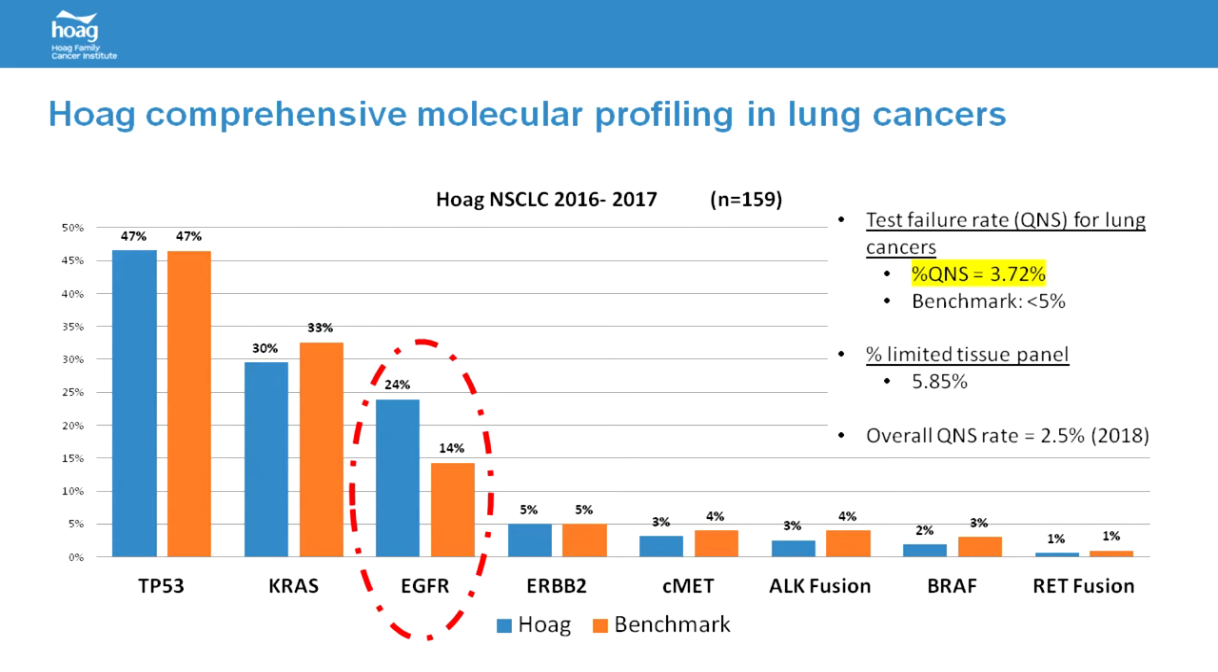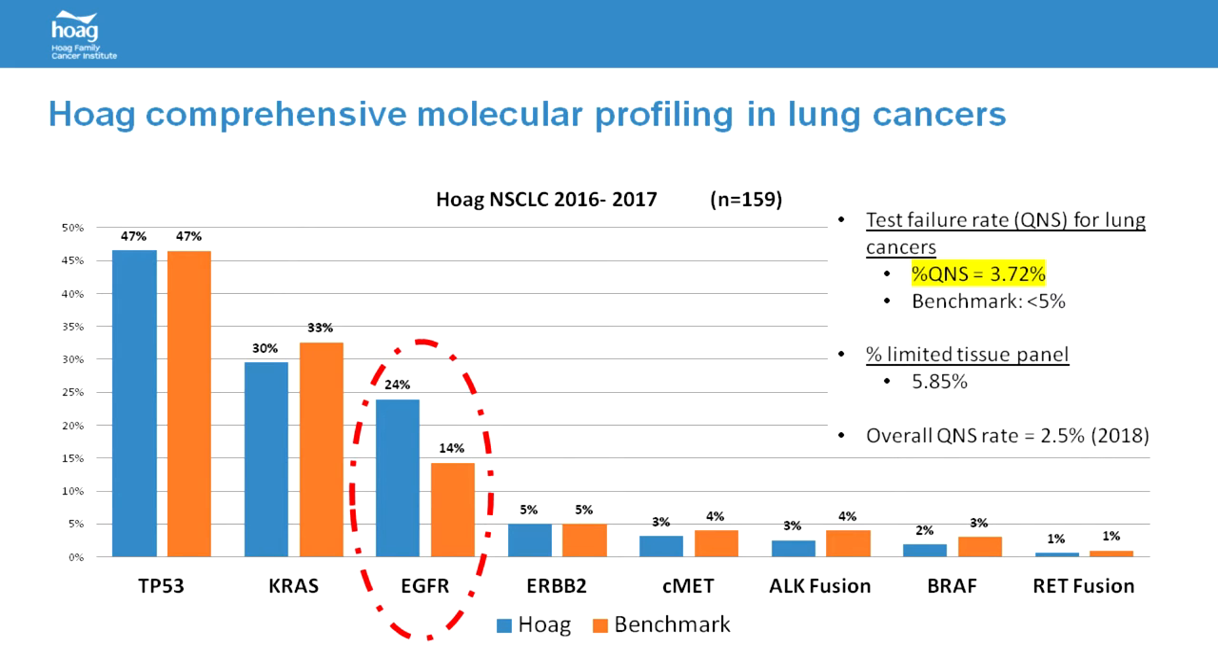And so when we have this data, we can ask ourselves what's the cause of that. And what we know about EGFR mutations is that it does differ in populations. So the never smoker populations, patients of Asian descent tend to have a much higher rate. So it's likely that Orange County has more non-smokers than the national average.